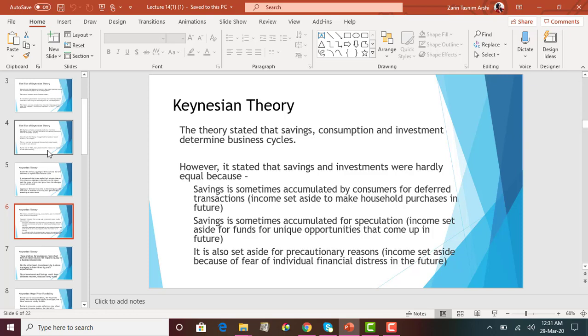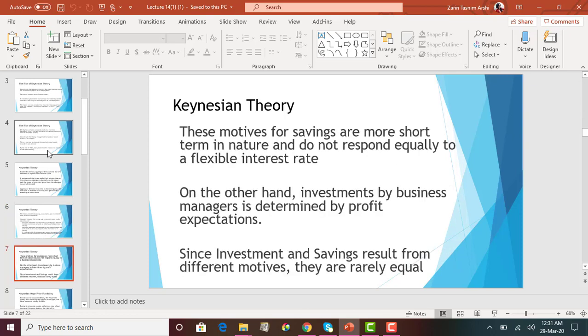So these are the three reasons why savings is not equal to investments. The motives for savings are short term, and the motive for investments is basically to make more profit, right? So savings has a different motive, investment has a different motive. And that's why savings is not equal to investment in the long run. That's what the Keynesians are saying. They have two different motives, and that's why they are not equal to one another.